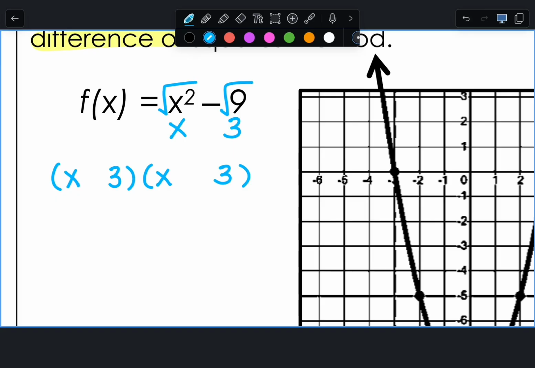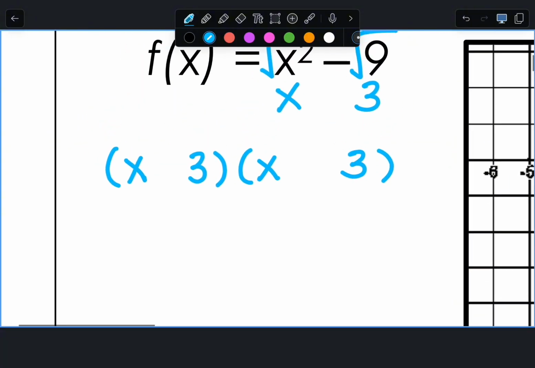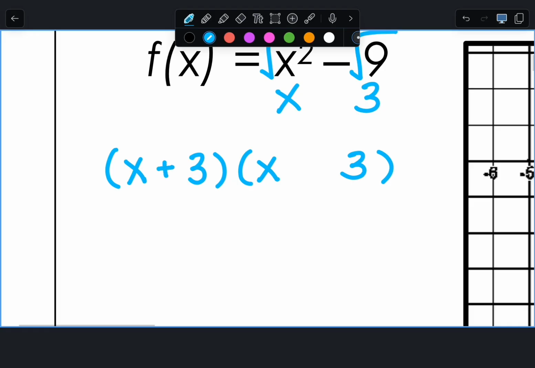You put the same terms in the front, same terms in the back. Same letter in the front, same letter or same number in the back. But what's special about difference of squares? One's plus, one is minus. Now, that's just the factoring part. These are my factors, right?